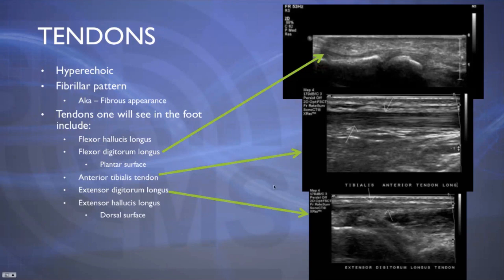We can see the anterior tibialis tendon. This is demonstrated in the middle image right here. And then the bottom image is showing you the extensor digitorum longus. We can also see the extensor hallucis longus on the dorsal surface.